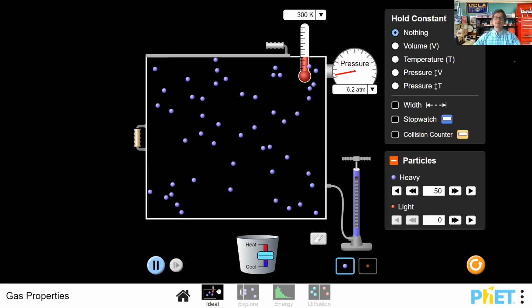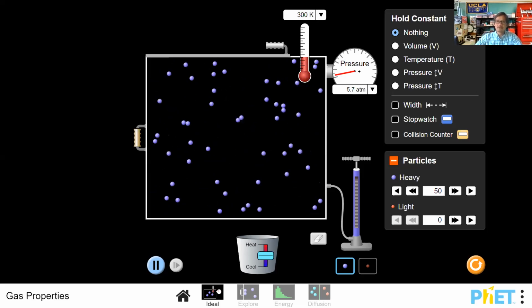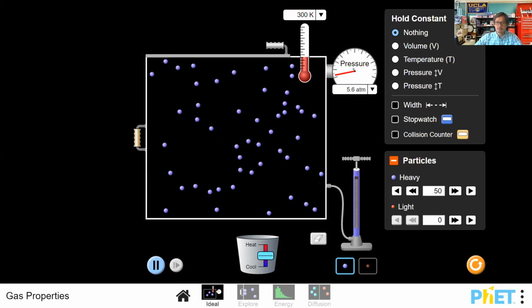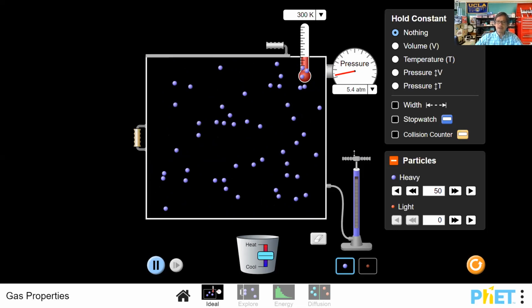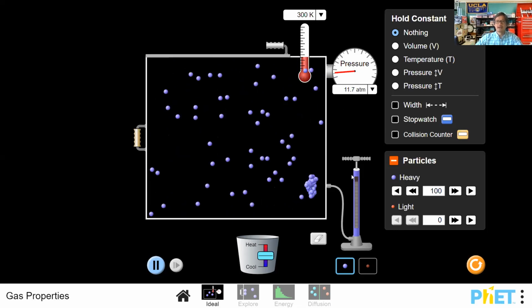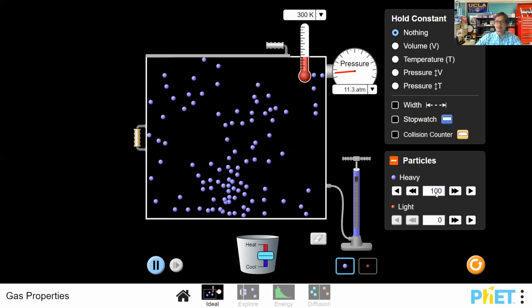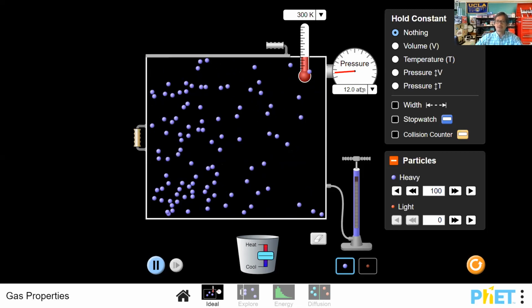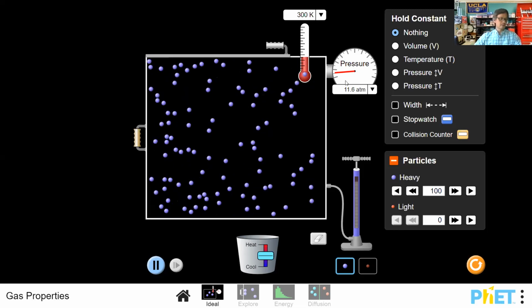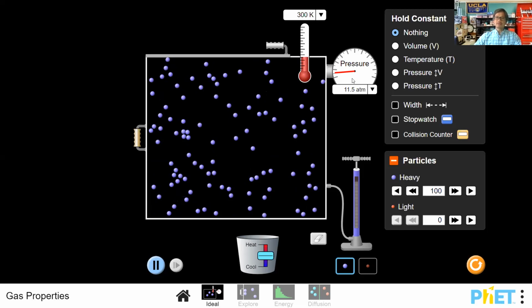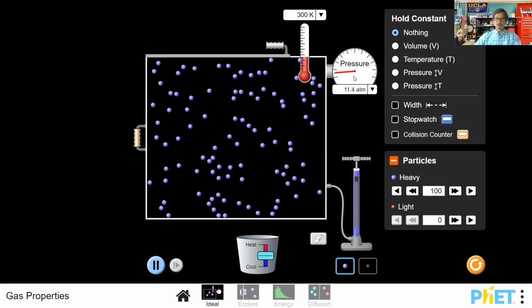And I want to ask you this. At what point does the pressure gauge here read zero? Well, let's consider this. Does it go down when we add more gas particles? If I just added more gas, doubling the number of gas particles from 50 to 100, you notice that the pressure went up. So increasing the number of particles does not decrease the pressure.